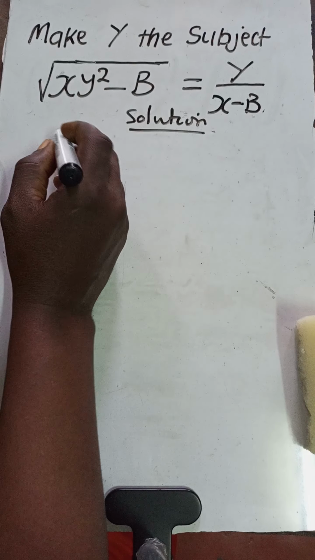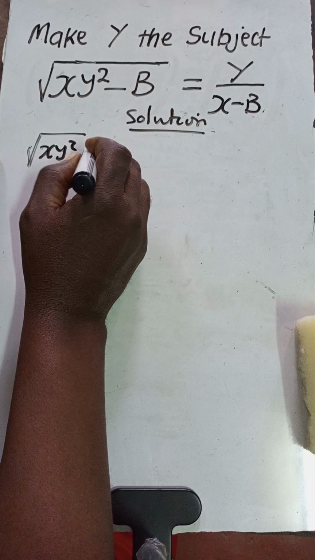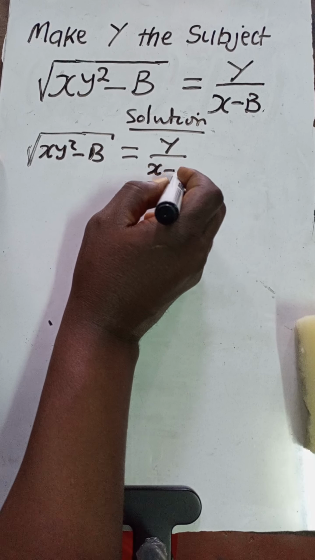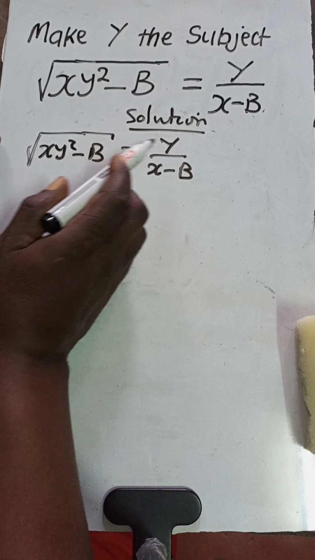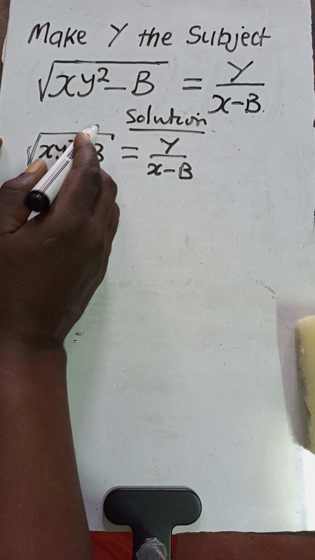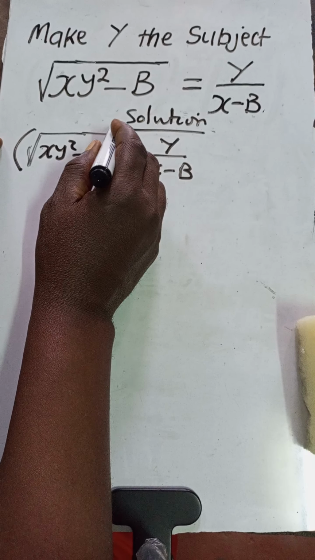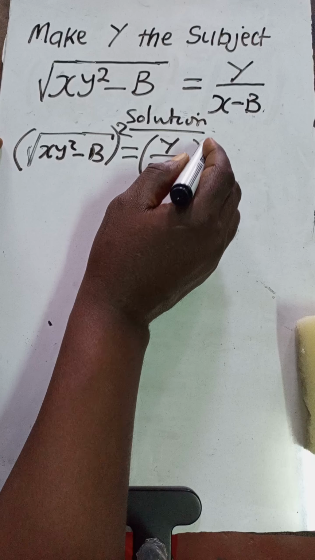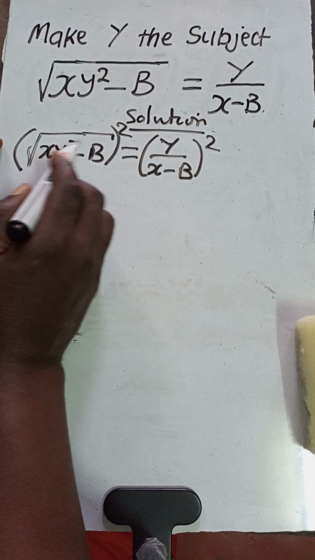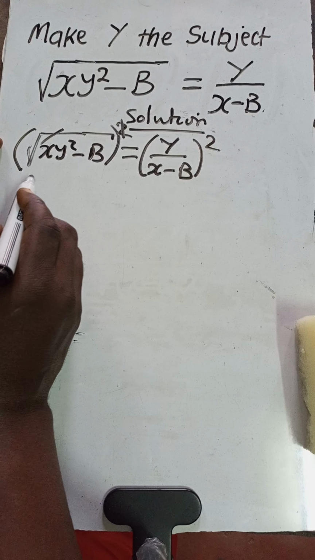If we look at it, root of xy squared minus b is equal to y all over x minus b. Since we have y on both sides, it will make sense if we start by removing this square root. So we'll carry out the opposite operation of square root, which is square. Whatever we do to one side, we must do to the other side to respect equality. So we square the left hand side and we square the right hand side. The square will cancel the square root. The square root has gone.